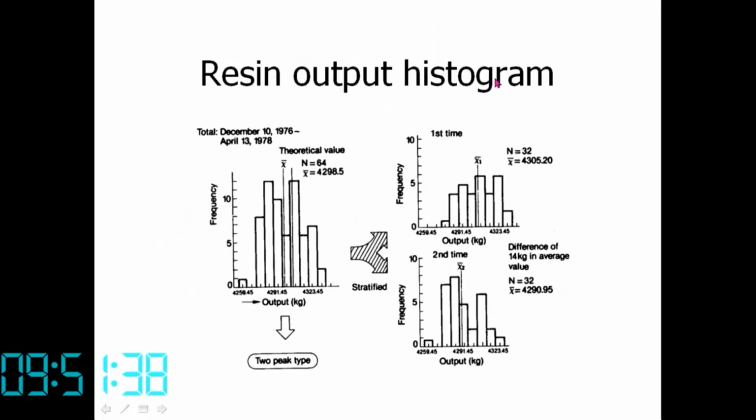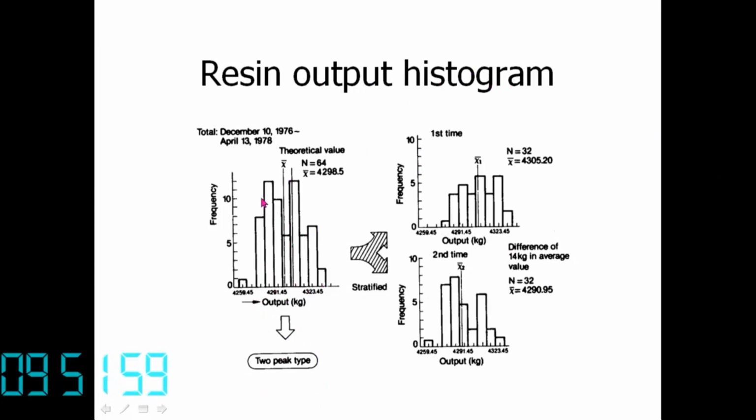So, the resin output histogram. This is the histogram of the output in kg. We can find that there are 2 peaks. A 2-peak type histogram was observed. So what is the meaning of 2 peaks? That means there are 2 sub-processes.